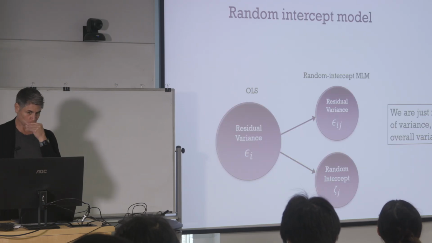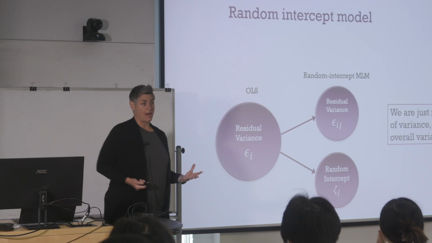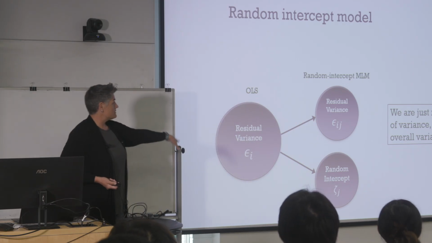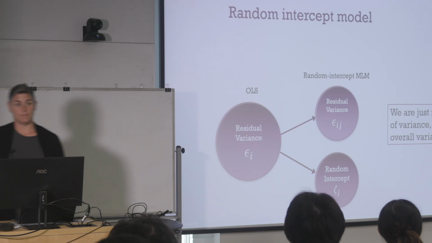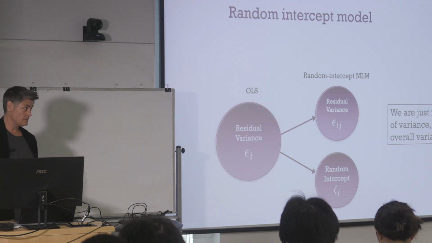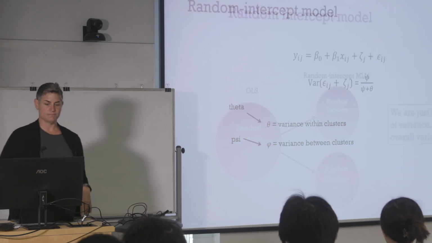Okay, here's just a visualization of the same thing. In OLS, we have our error term, our residual variance. We're treating that all as error. Now we're splitting this up and we're saying it's not just random error, right? There's something non-random about this because my alters are more similar to each other than your alters. And so some of that's going to be error, but some of it is going to be this random intercept, which tells me something about how my network is different from yours. So we're just making piles of variance. We aren't reducing variance. We're just splitting it up differently into different terms.